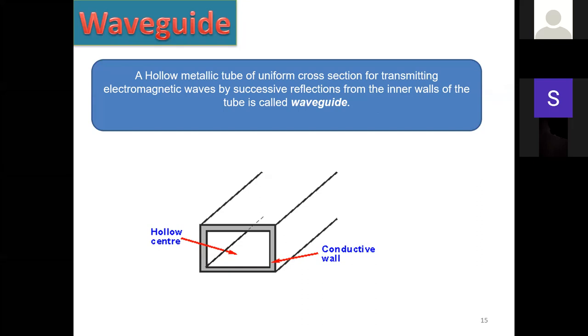So if I ask you a question, what is the waveguide? The answer would be this one. It is a hollow metallic tube of uniform cross section for transmitting electromagnetic waves by successive reflections from the inner walls of the tube. The figure which has been given in the slide is a rectangular waveguide.